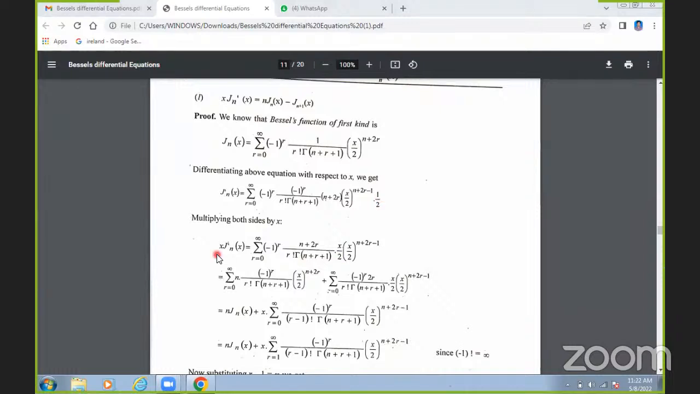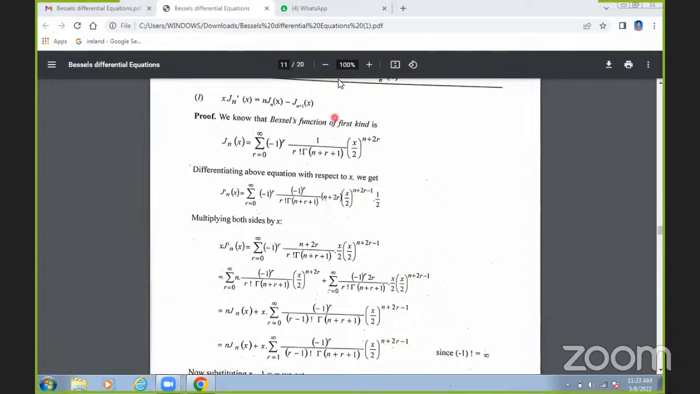Now we rearrange this equation, by adding these two terms. So the summation over r equals 0 to infinity, (minus 1) to the power of r, and this part we are writing.